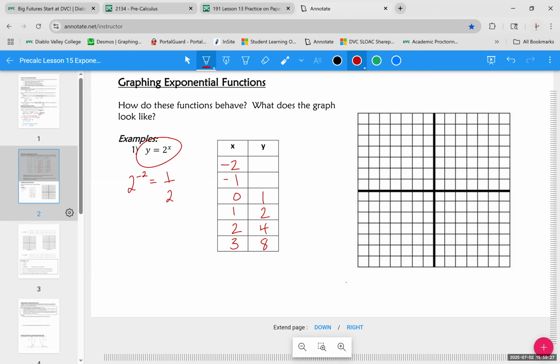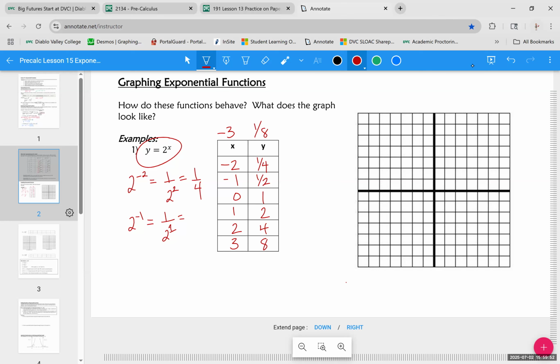Well, that's 1 over 2 squared because the negative kicks it to the bottom. So that would be 1/4. 2 to the -1 would be 1 over 2 to the first, or just 1/2. So as these numbers got more negative, we would just have smaller and smaller positive fractions.